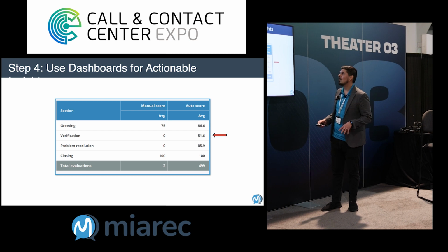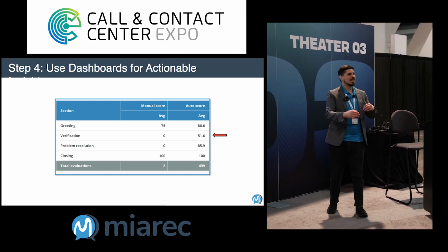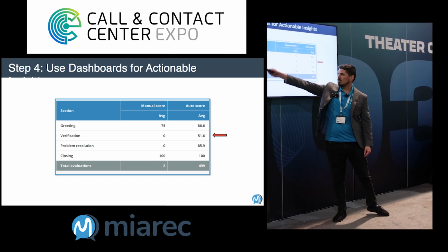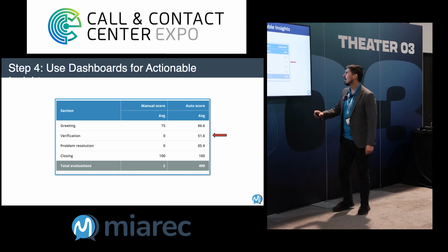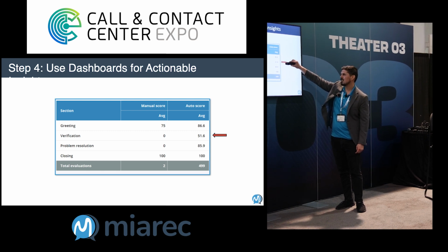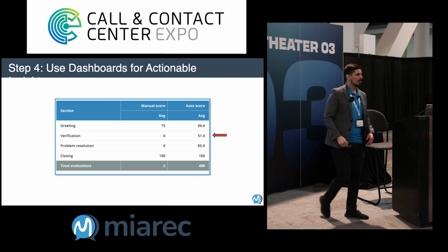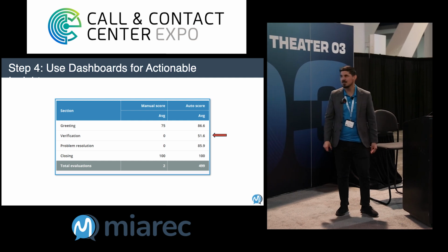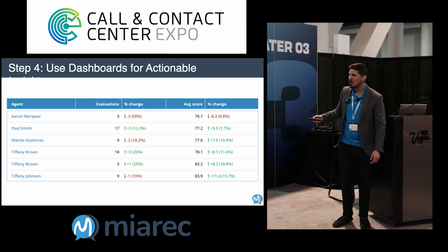What's also very, very helpful is that the dashboard shows the average scores broken down by section of the scorecard, right? So in this example, the scorecard has 4 different sections: greeting, verification, problem resolution, and closing. Each one of those sections has an average score. In the example here, this verification section of the scorecard, our average score is only 51.6. So that allows us to zero in on where our agents are doing well or where they're not doing well, right? Obviously they're tanking this portion of the scorecard, so we know where to focus our training efforts.